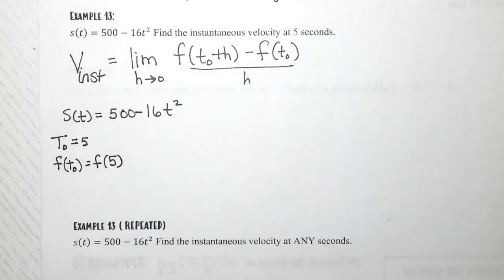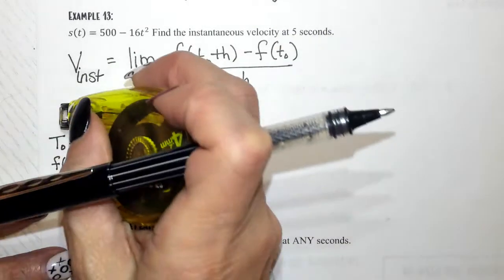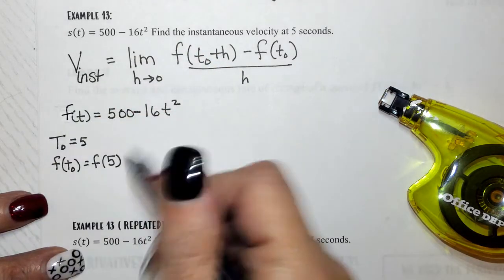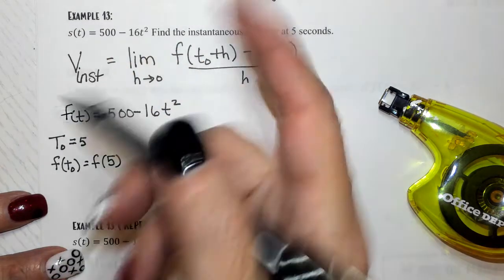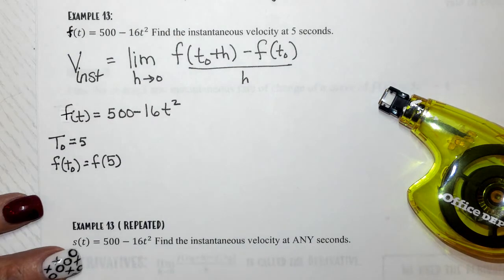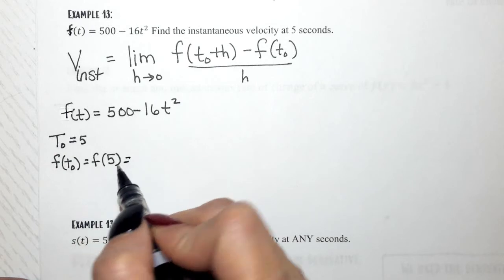Or I guess I switched from f's to s's, didn't I? Are y'all okay if I take my s right here and change that to an f? Because I went to f's. You can keep it s's if you want. I slipped into the f. Okay, so f of 5.